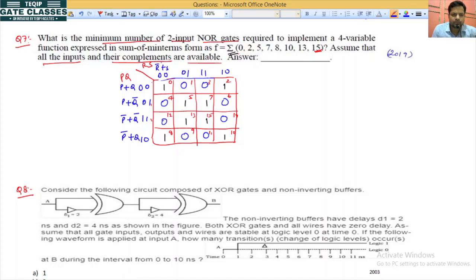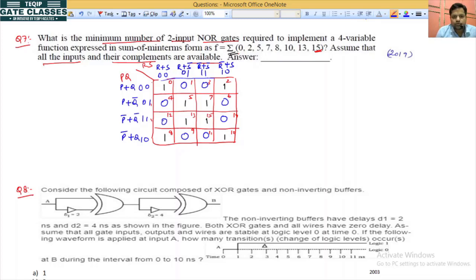Sorry, it is 0, so 0 represents normal. So it will be R plus S, this one R plus S bar, R bar plus S bar, and R bar plus S. Okay. Now we have to group.